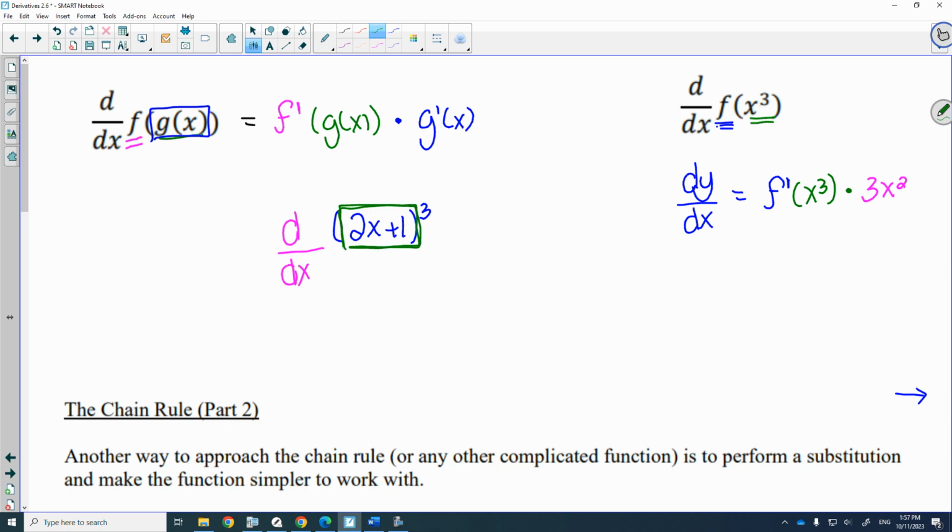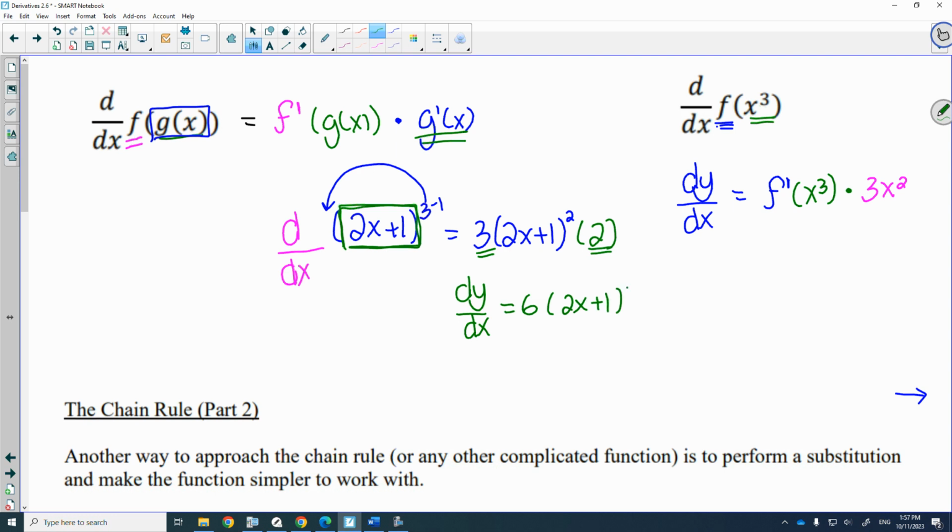So what we've been doing is we've been taking the derivative of the outer function. So bring that 3 in front. Keep the inner function the same. And then 3 minus 1 is 2. And then we multiply it by the derivative of the inner function. The inner function is 2x plus 1, so the derivative of that is 2. dy over dx is equal to 3 times 2, which is 6, (2x plus 1) squared.